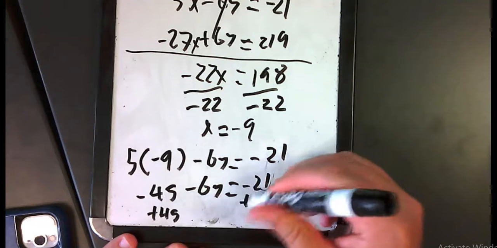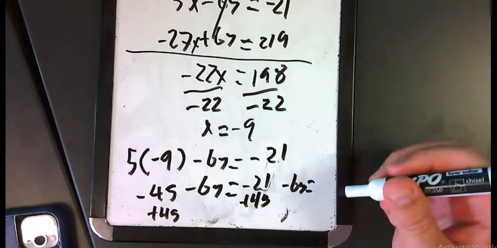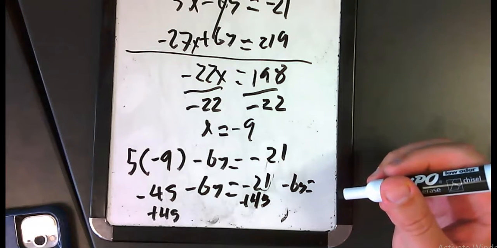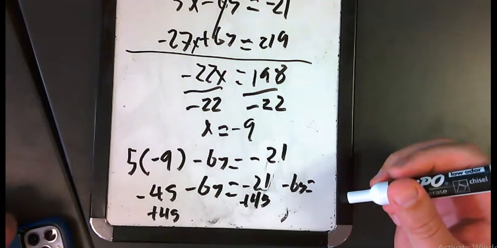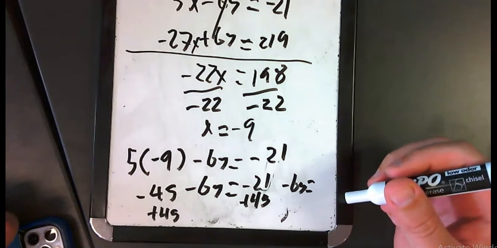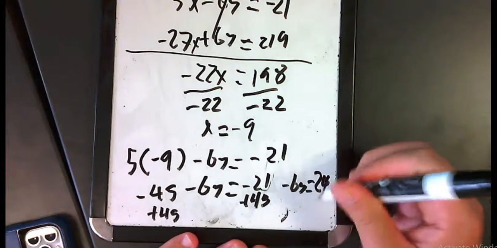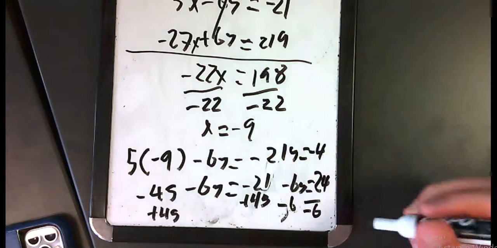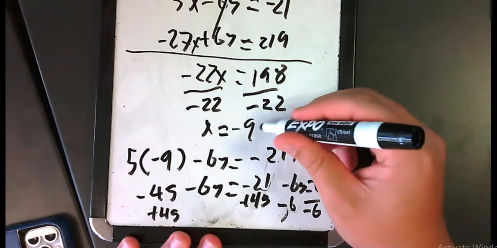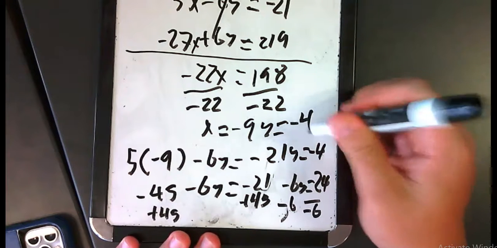Negative 21 plus 45. So that means we get negative 6y equals, what is 45 minus 21? Why is my mind blanking? Oh, 24. Yeah, positive 24 divided by negative 6, divided by negative 6, and we get y equals negative 4. Okay, so we have y equals negative... well, x equals negative 9. Sorry, y equals negative 4.